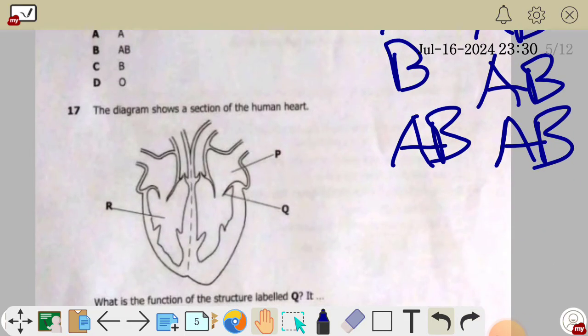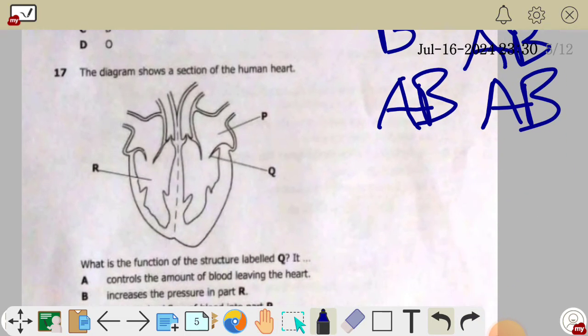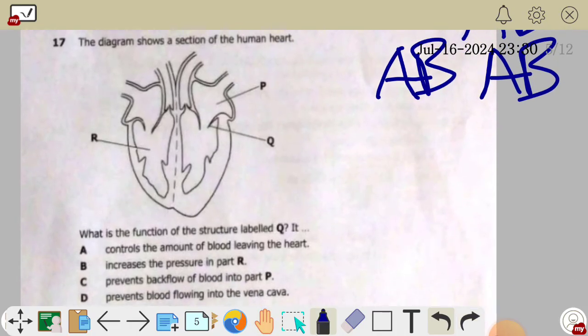Question 17. The diagram shows a section of the human heart. So this is a section of the human heart. Okay, so what is the function of the structure labeled Q? So this structure here labeled Q, what is the function? So the function of structure Q is to prevent backflow of blood into part P. So these are the valves.